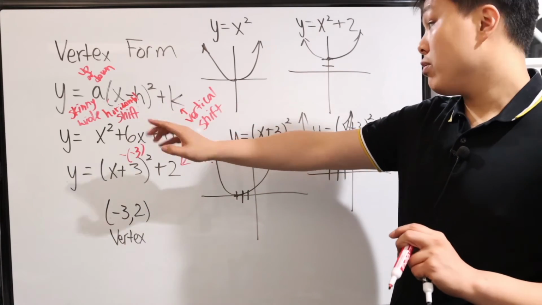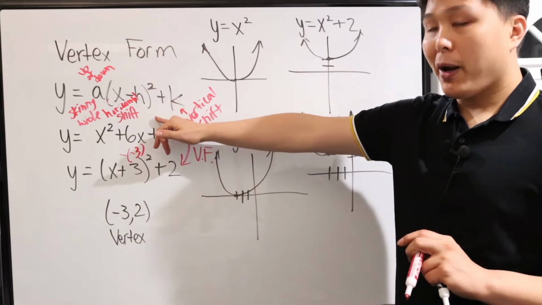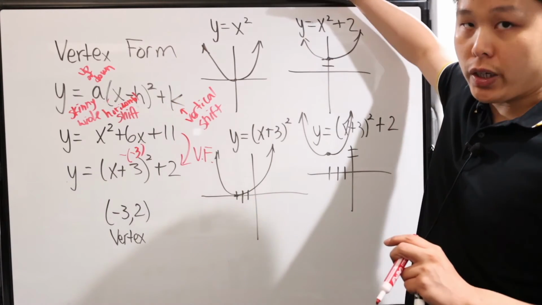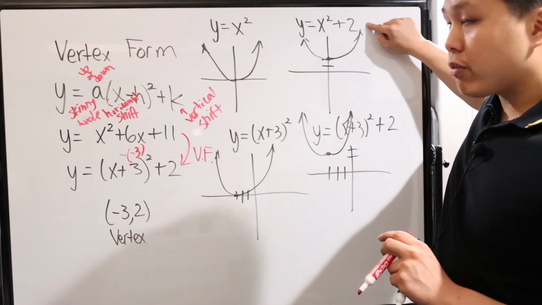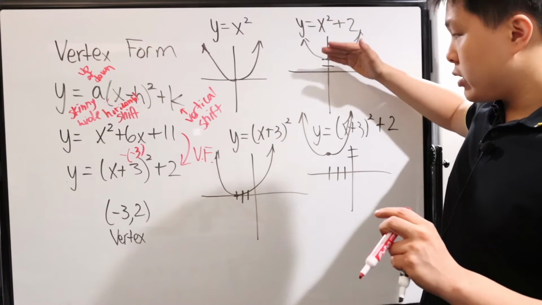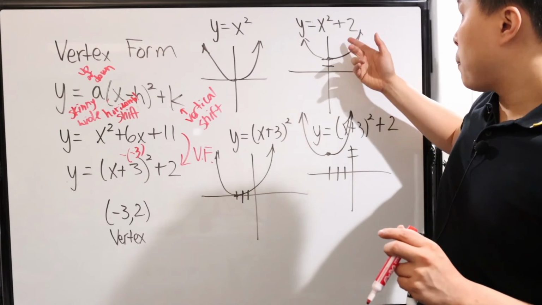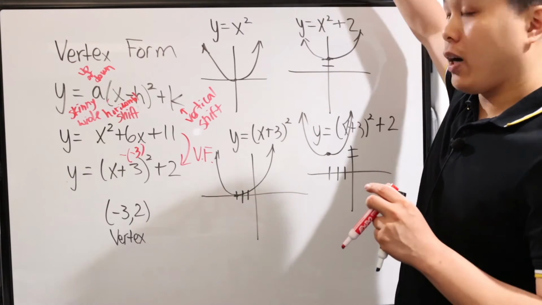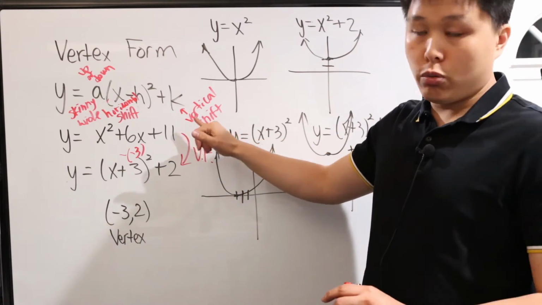The K I love. It's just a vertical shift. If it's a positive number, you're moving the whole thing up. If this is a negative number, let's just say -1, then you move it down 1. If it's a -7, it moves it down 7. If this is a plus, for example, 8, then you just move it up 8. Right? That's easy to remember.